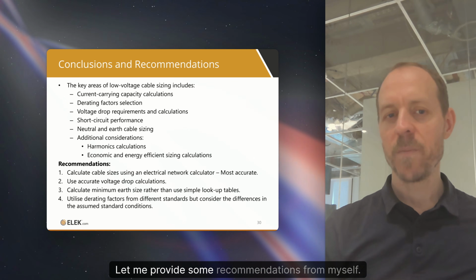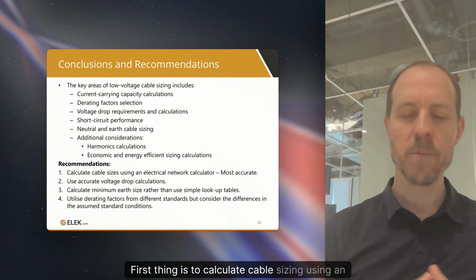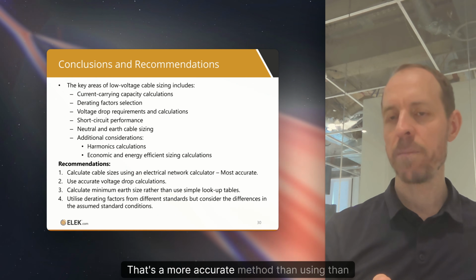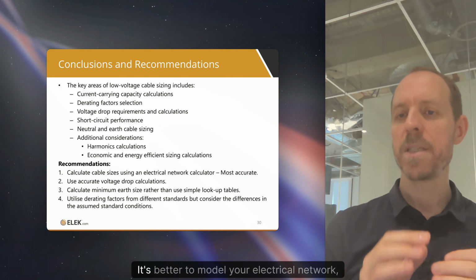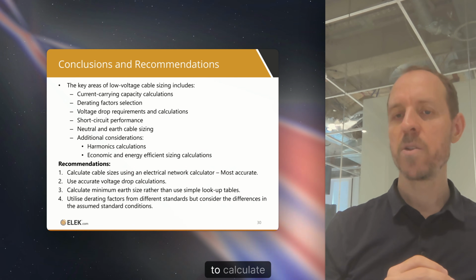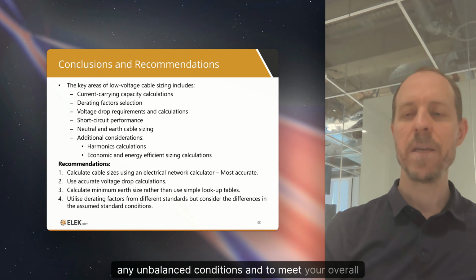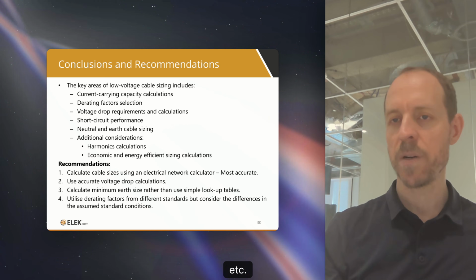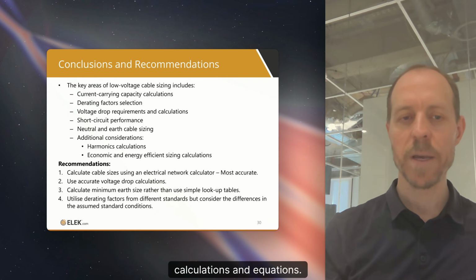Let me provide some recommendations from myself. First thing is to calculate cable sizing using an electrical network calculator. That's a more accurate method than doing cable sizing calculations in isolation. It's better to model your electrical network, including switchboards, to calculate any unbalanced conditions and to meet your overall network voltage drop requirements, etc.